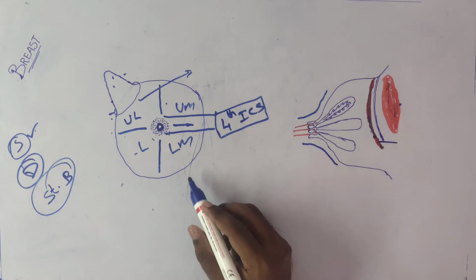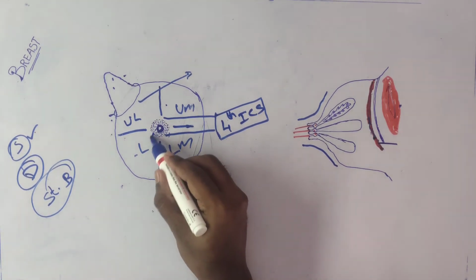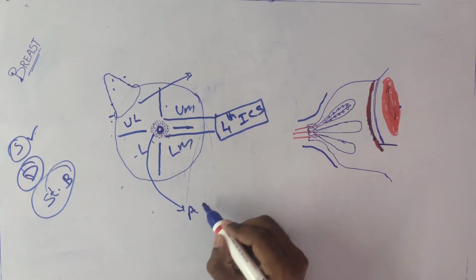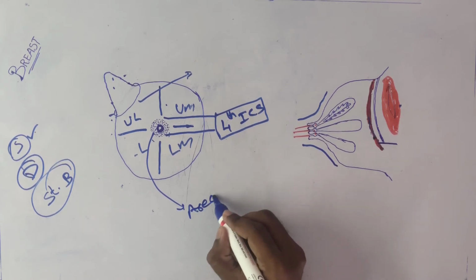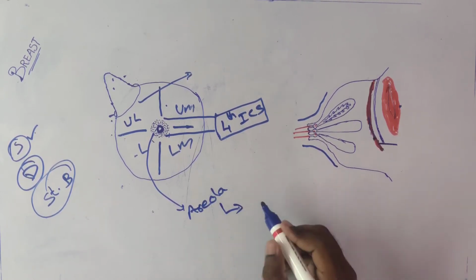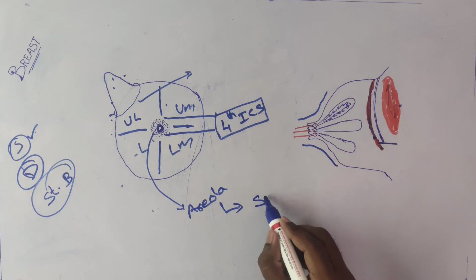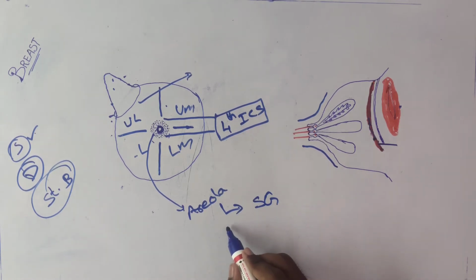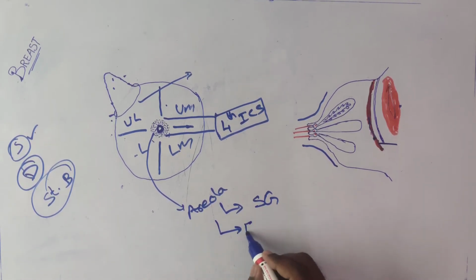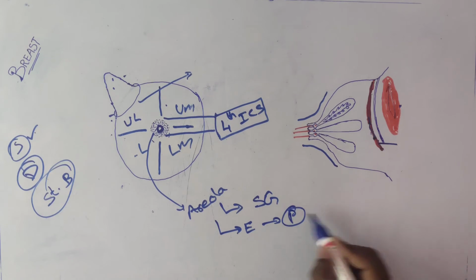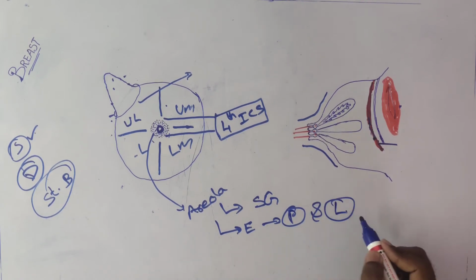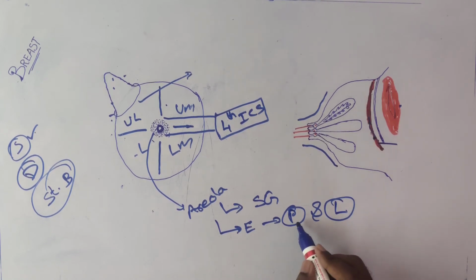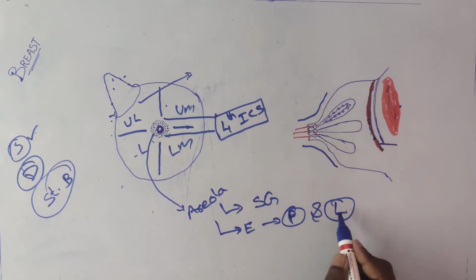So this region, the areolar region, is rich in sebaceous glands, and this region becomes enlarged during pregnancy. Areola becomes enlarged during pregnancy as well as in the lactation period.